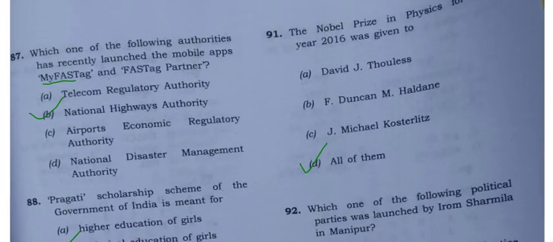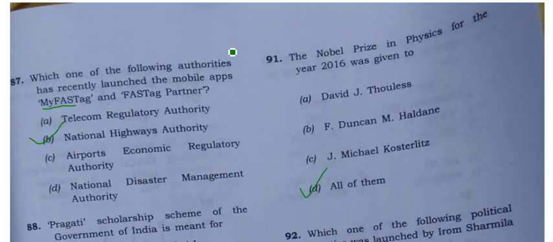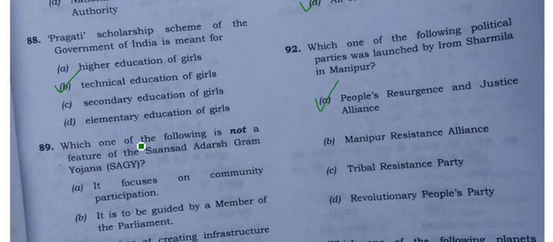Let's talk about 87th question. Which of the following authorities has recently launched the mobile apps My Fastag and Fastag Partner? This was recently launched actually during demonetization time. National Highway Authority.